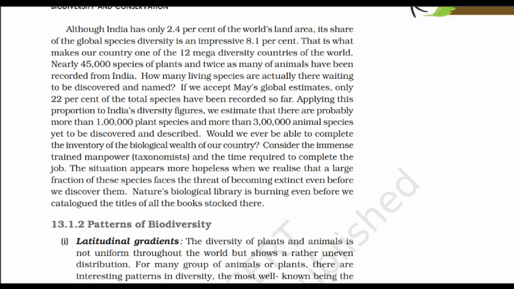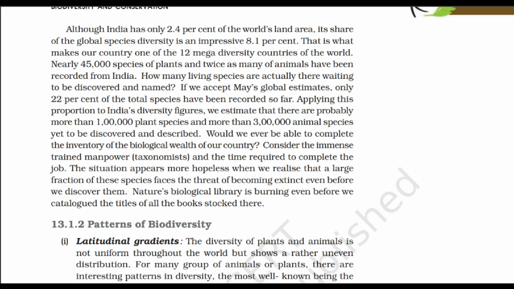Although India has only 2.4% of the world's land area, its share of the global species diversity is an impressive 8.1%. That is what makes our country one of the 12 mega-diversity countries of the world.